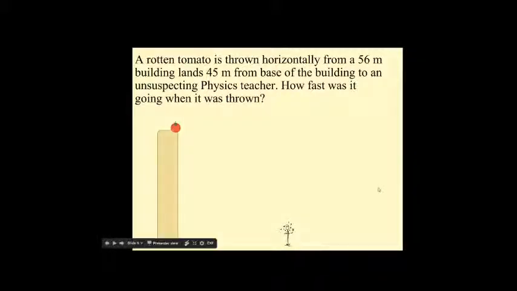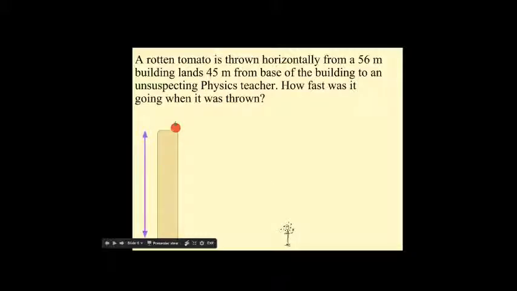Okay, here's another example. A rotten tomato is thrown horizontally from a 56-meter building and lands 45 meters from the base of the building to an unsuspecting physics teacher. How fast was it going when it was thrown? Okay, so we have the scenario of the building and this very large tomato and this unsuspecting physics teacher who loves his students. So what do we know?